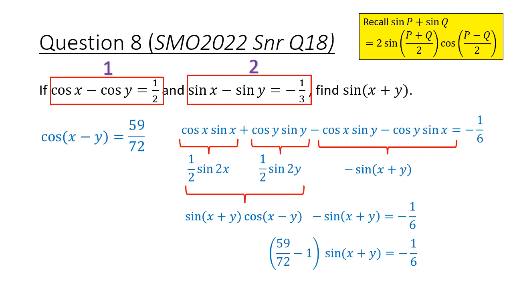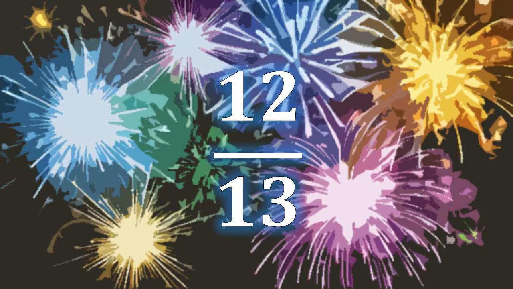We already know cos(x minus y) is 59/72, so we'll get 59/72 minus 1 multiplied by the thing that we want to find, which is sin(x plus y), equals negative 1/6. So we'll just divide that away, and we'll get sin(x plus y) equals 12/13. And that would be our final answer.